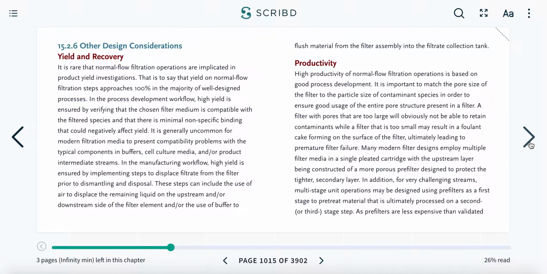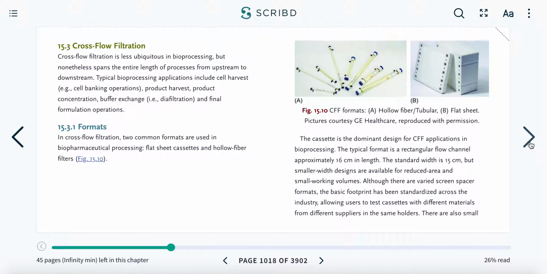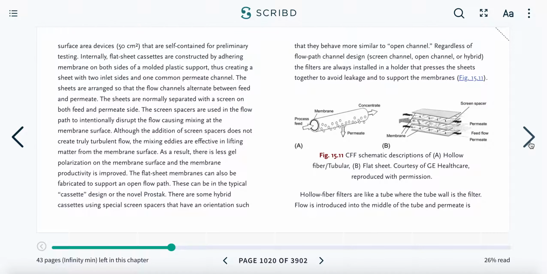Wow. Red. 30. I think 30, 40. Follow that.